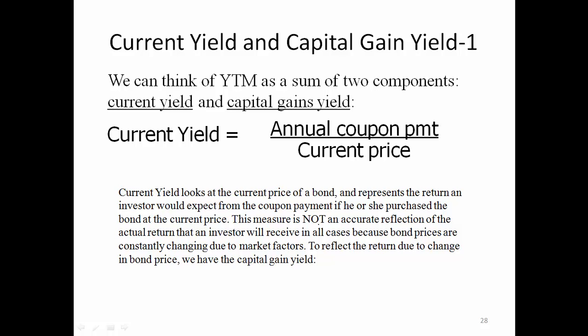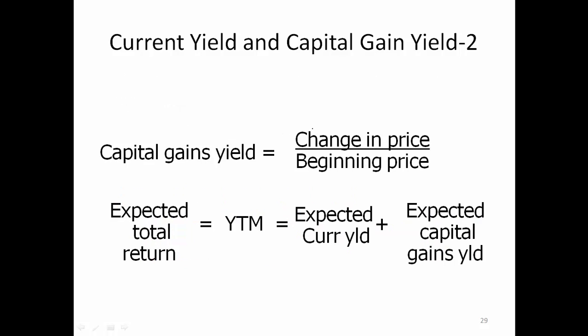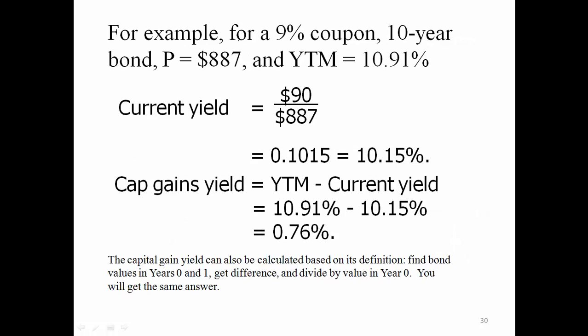To reflect the return due to the change in bond price, we have the capital gain yield. The capital gain yield is the capital gain, which is the change in price, divided by the beginning price. The expected total return from the bond investment, which is the yield to maturity, equals the expected current yield plus the expected capital gain yield. So for example, for a 9% coupon 10-year bond, the price is $887, and the yield to maturity is 10.91%. We can calculate the current yield, which is the coupon payment divided by the price, so that's about 10.15%.